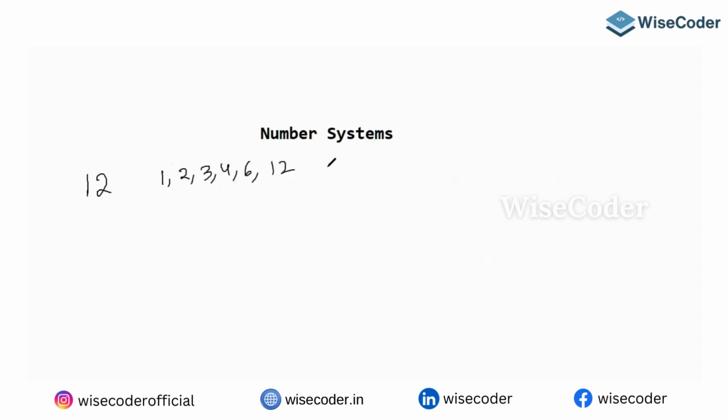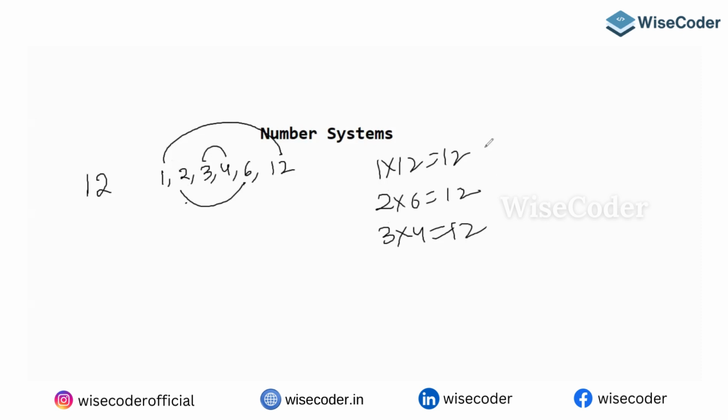Sometimes they are going to ask you in how many ways you can write 12 as a product of two factors. Look here. Can I say 1 into 12 is 12? Yes. Can I say 2 into 6 also 12? Yes. 3 into 4 also 12? Yes. How many ways am I writing? 3 ways.